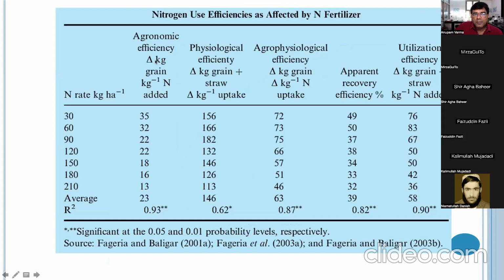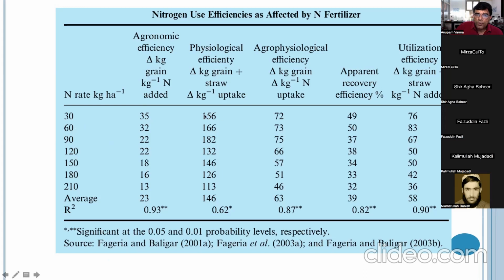Now you see the same thing shown here. In the first column, you have the nitrogen rate in kg per hectare: 30, 60, 90, and so on. Then the agronomic efficiency, the increase in grain per kg nitrogen added. If you increase the rate of fertilizer application to 30, 60, 90, the agronomic efficiency is decreasing. At a rate of 30, the use efficiency is 35, but if you increase it to 60, it decreases.